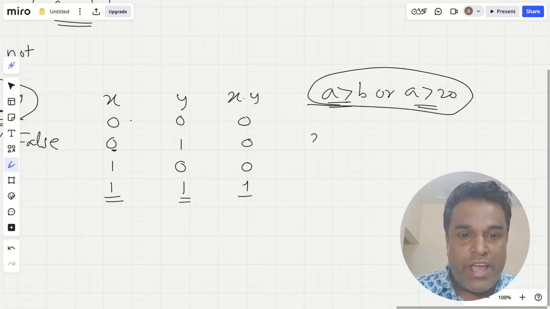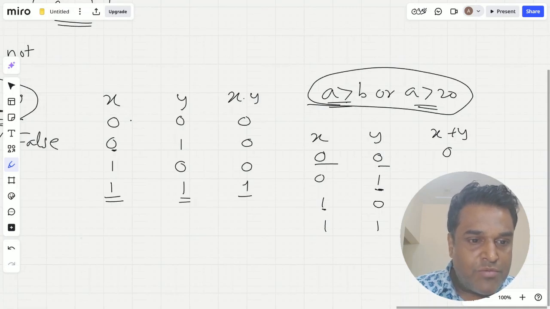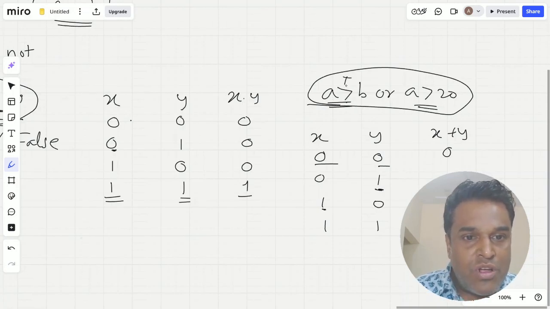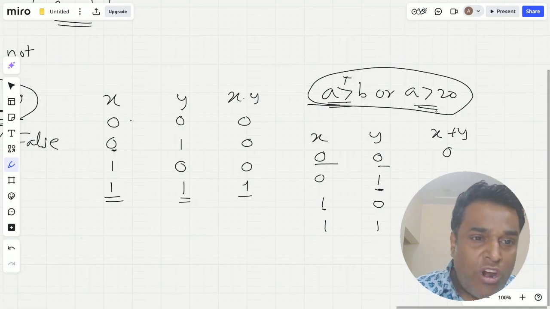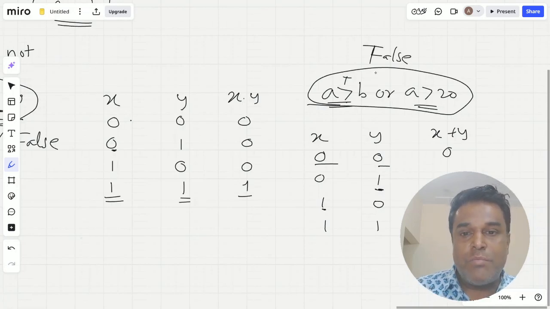How does this work? This is x, this is y, and I say x plus y. That's the notation. So this is 0, 0, 0, 1, 1, 0, 1, 1. And as I told you, it is all true and false and nothing else. So if both are false, then obviously it is going to be 0, false. If even one is true, it becomes true. Both true is anyway true, right? So even if one of the conditions is true, the entire expression becomes true. If all are false, only in that case it becomes false. So do remember that, okay?